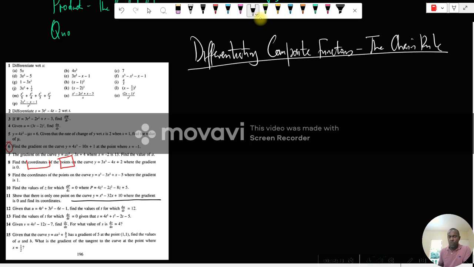Right. Now, suppose we have something like this we want to differentiate. Suppose you have y is equal to (x - 2) squared. Now, as it stands, we did not learn how to differentiate these directly. What we learned was how to expand the brackets and treat it as a polynomial.